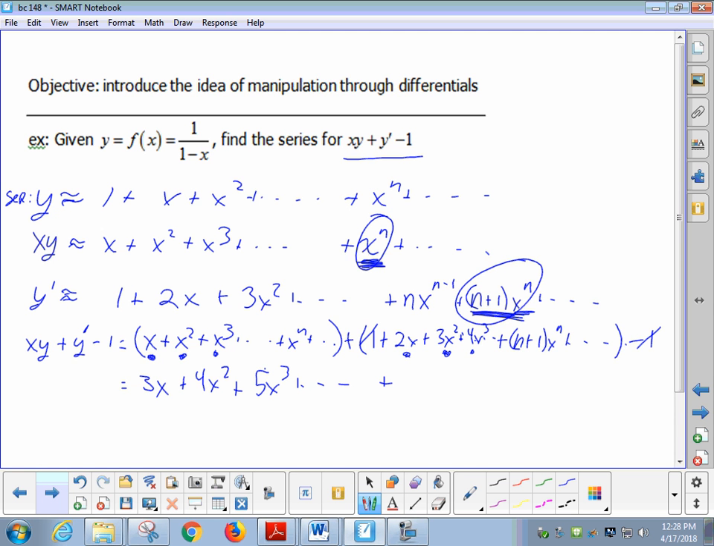So a total general term of n plus 1 x to the n, plus 1 x to the n is n plus 2 x to the n. Does that check? Is the coefficient 2 more than the exponent? Yep. Yep. Yep. Okay, so that is your series.